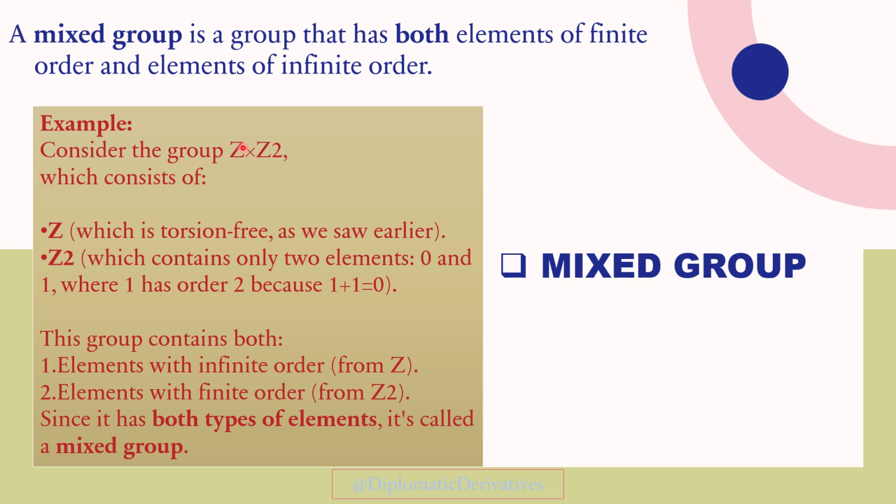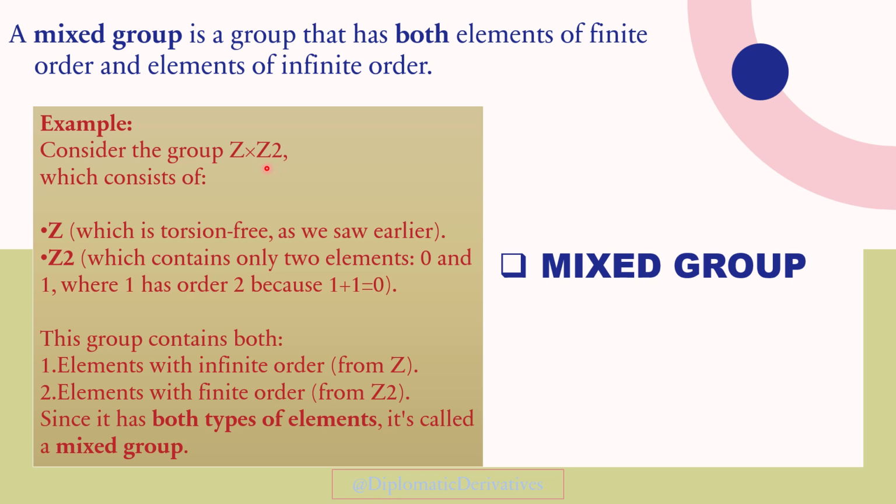Consider the group Z times Z2. Z is the group of integers, as we saw in the previous slide, which is torsion-free. Then this is a combined group. So Z is combined with another group which is Z2, a modulo addition group. Z2 means that there are 2 elements in the group, and those 2 elements will start from 0 because it's Z.